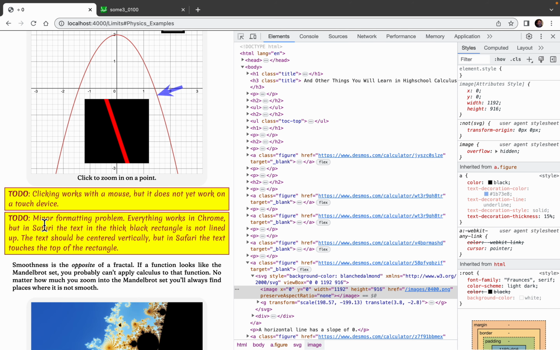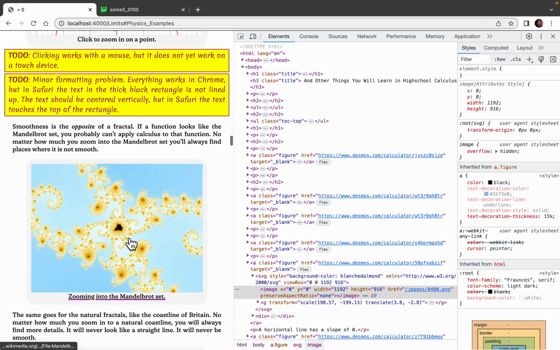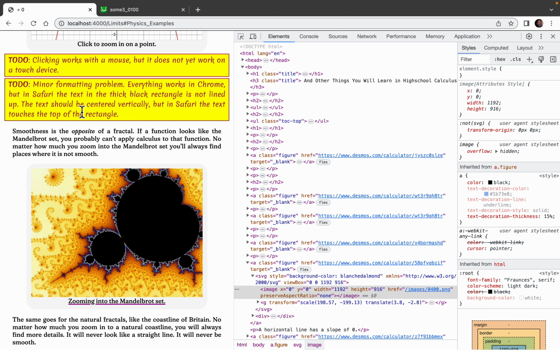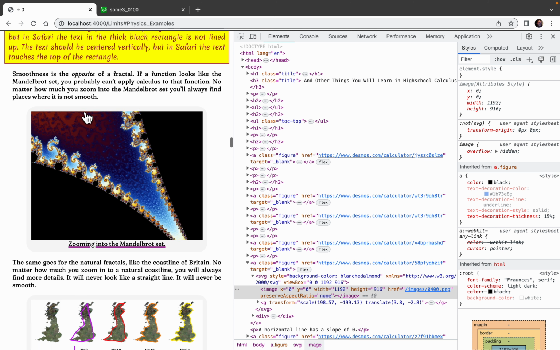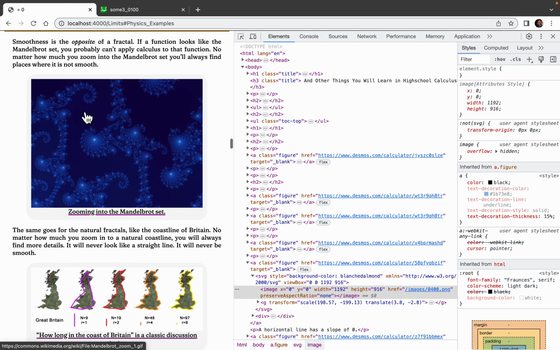And a few notes. This needs a little bit more work. These yellow notes are just for me. They won't show up in the final document.